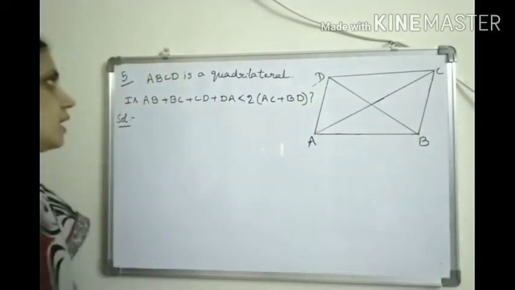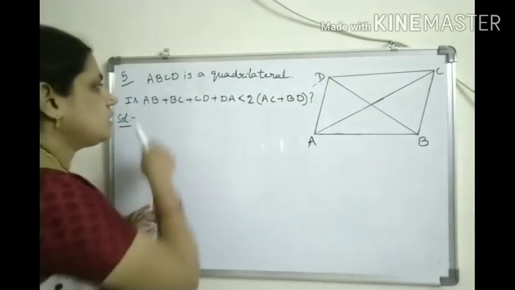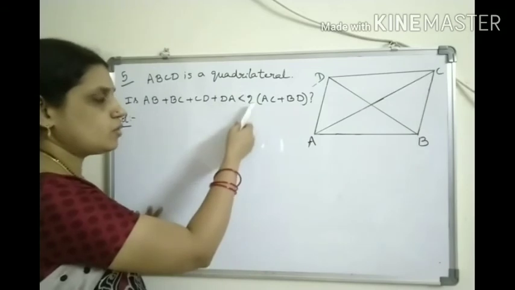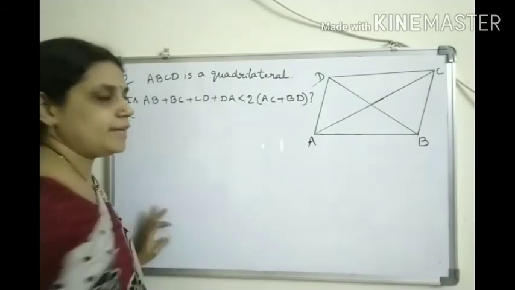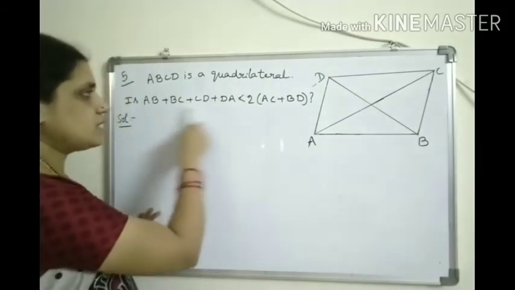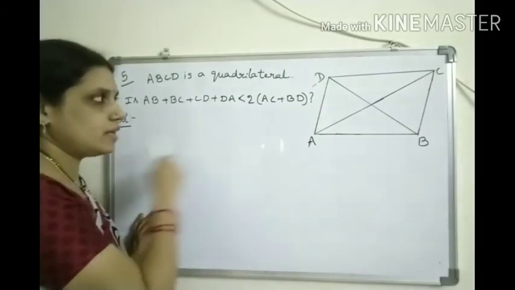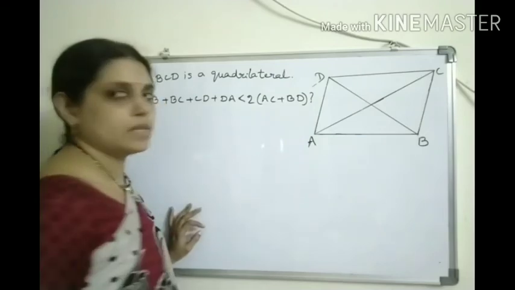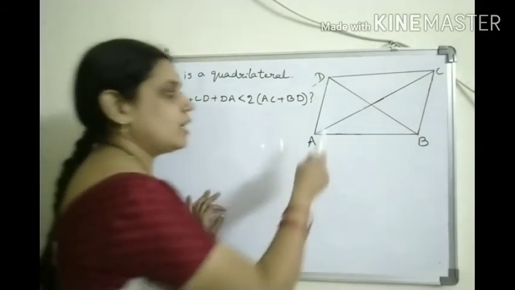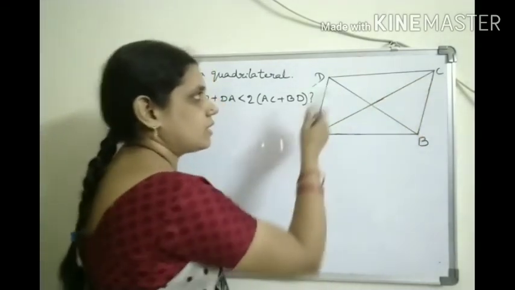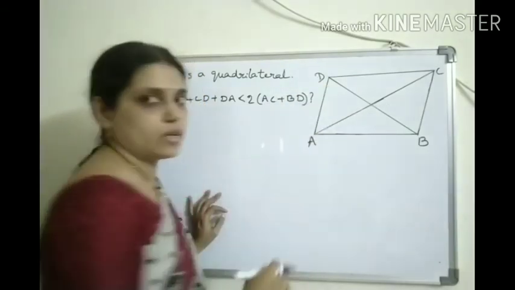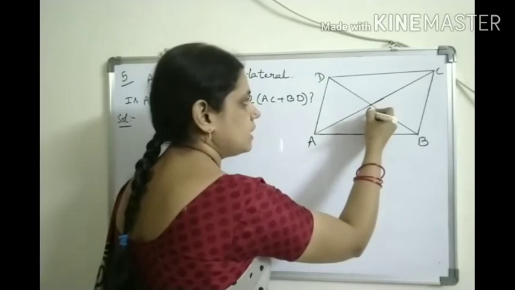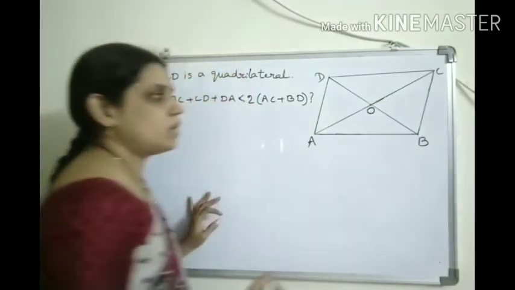Next question. ABCD is a quadrilateral. Is AB plus BC plus CD plus DA less than 2 of AC plus BD? So here also in the LHS all the sides of the quadrilateral are there, and in the RHS diagonals are there. AC and BD are the diagonals. Here ABCD is a quadrilateral only, given in the question, but I have drawn the two diagonals AC and BD, and O is the intersecting point of the two diagonals.